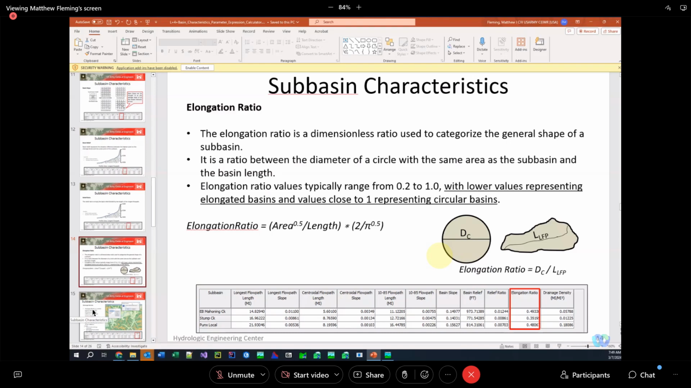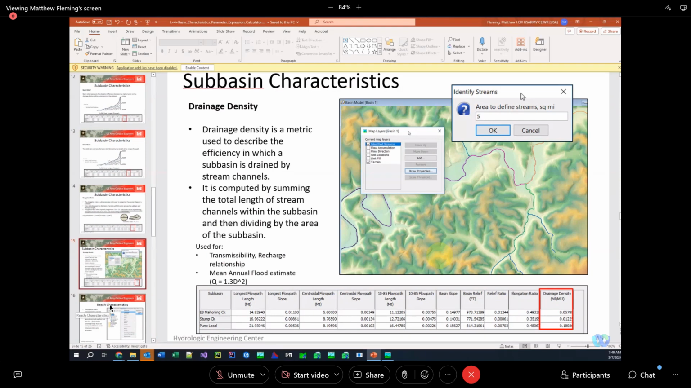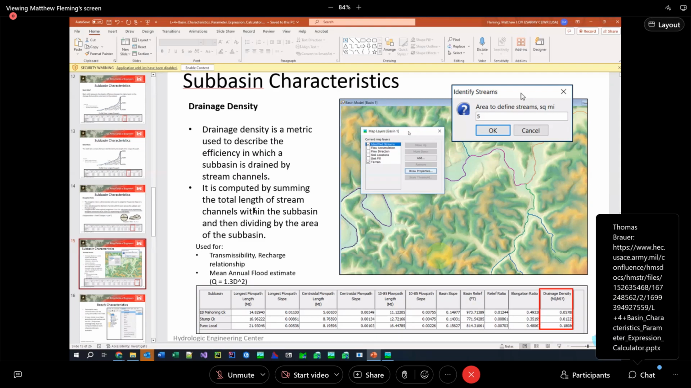And then finally, the last one here, let's learn more about drainage density. I've never used this one either in regression equations, but it's a measure of how many stream segments are going to be in your basin model. And you could identify those with more stream segments probably are more efficient in routing water off the watershed versus those watersheds that have fewer stream segments. So that's one way to think about it.